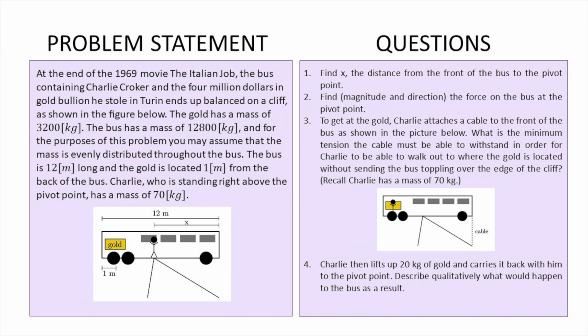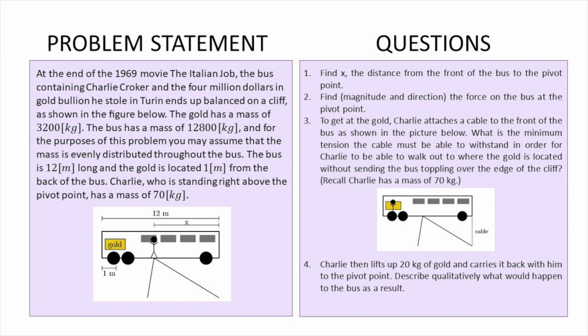At the end of the 1969 movie The Italian Job, the bus containing Charlie and $4 million in gold he stole in Turin is balanced on a cliff as shown in the picture below. The gold has a certain mass, the bus has another mass, and for the purposes of this problem, you can assume that the mass is evenly distributed throughout the bus. The bus is 12 meters long, and the gold is located exactly 1 meter from the back of the bus. Charlie, who is standing right above the pivot point, has a mass of 70 kilograms.